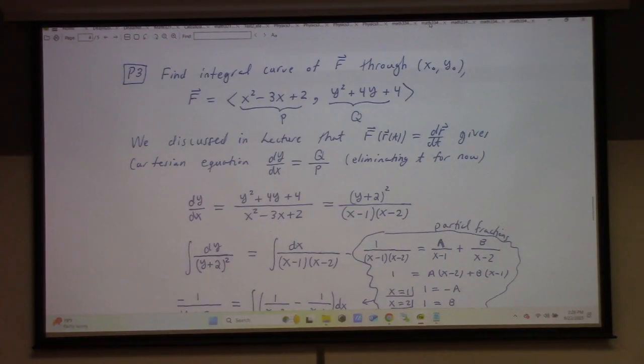Now, the integral curve, remember, as I've explained to you guys, we're trying to solve dy/dx is equal to q over p. That's going to give us the integral curve, all right?